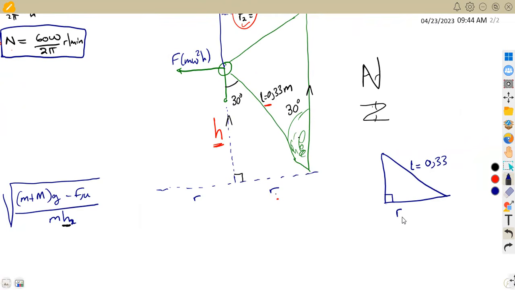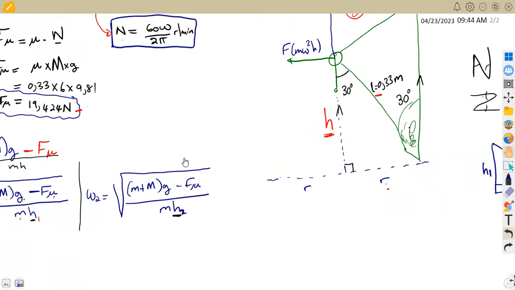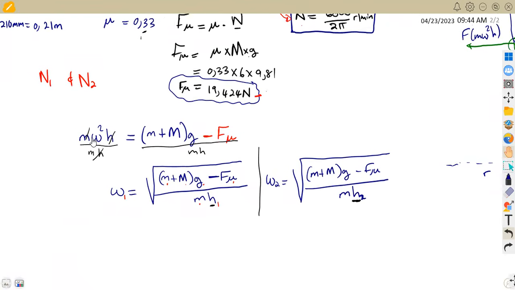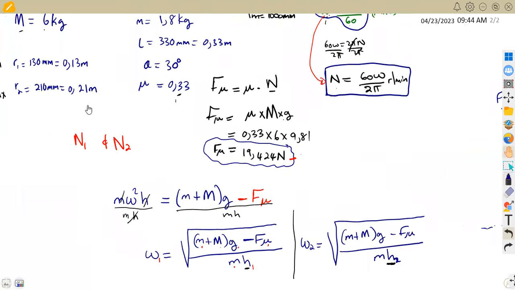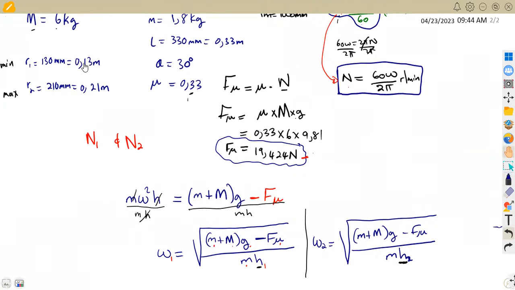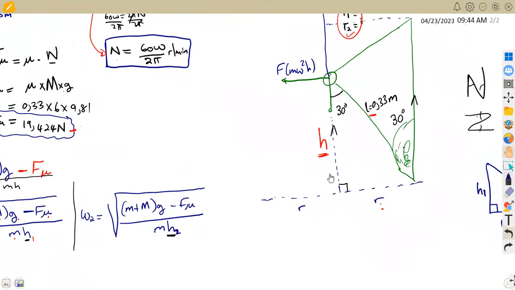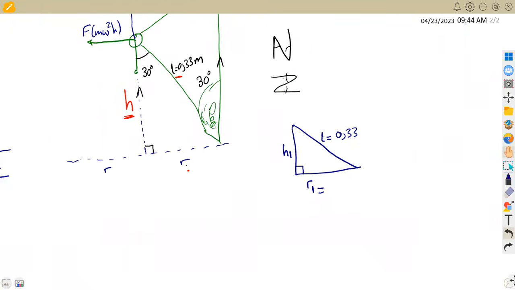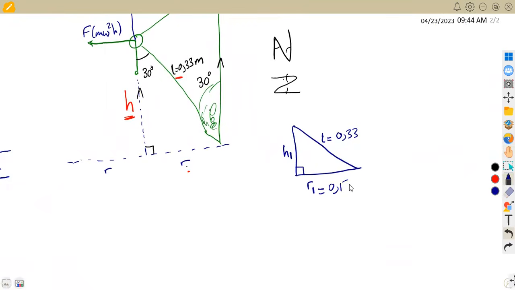So if we are referring to R1, we shall calculate H1. So R1 goes with H1. The first radius that we are given was 0.13. That is the minimum radius here. So we are going to use 0.13. With these two, we can calculate H.